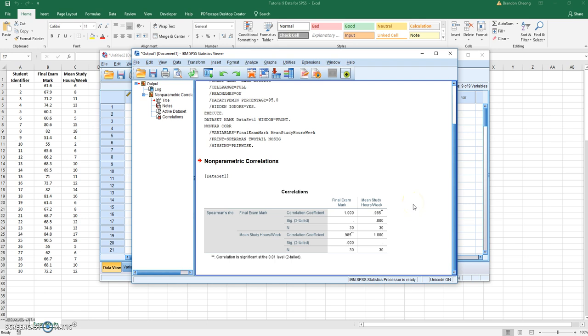And so therefore we would reject the null hypothesis and say that there is a correlation between mean study hours per week and final exam mark. So that's important to know, as you guys will be sitting an exam later on in the semester. So it looks like when you study more, you might get a better mark.